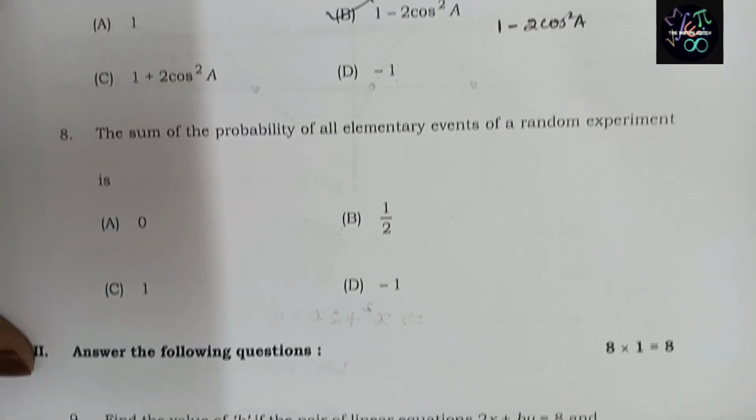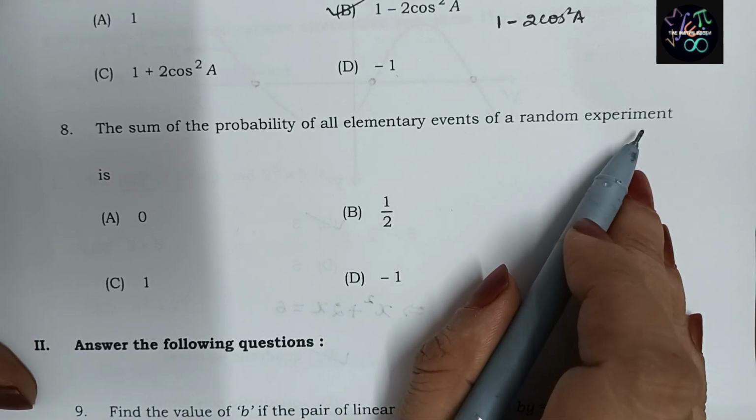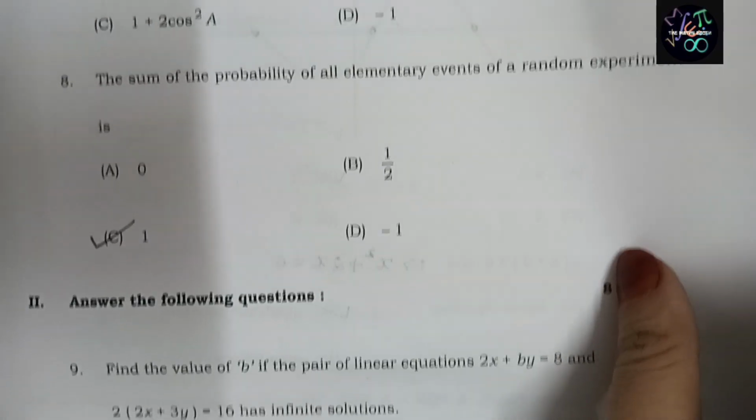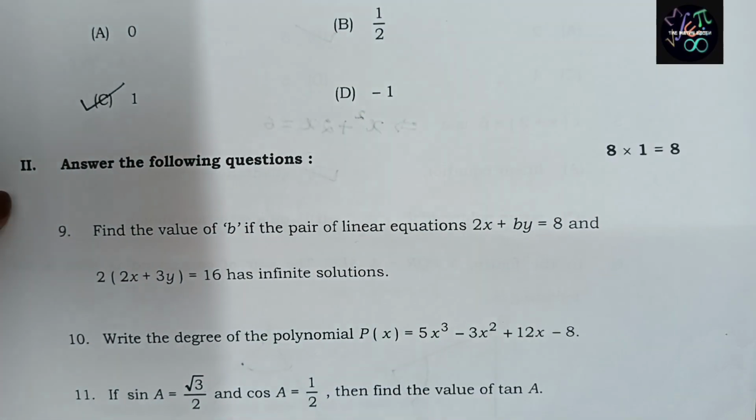Next, 8th one, the sum of probability of all elementary events of a random experiment is always 1. Should remember the answer is 1. Let us see the second main. Here also we have 8 questions of 1 mark.